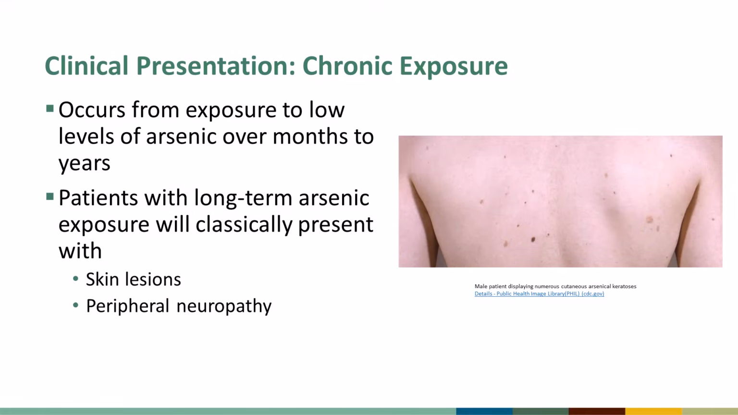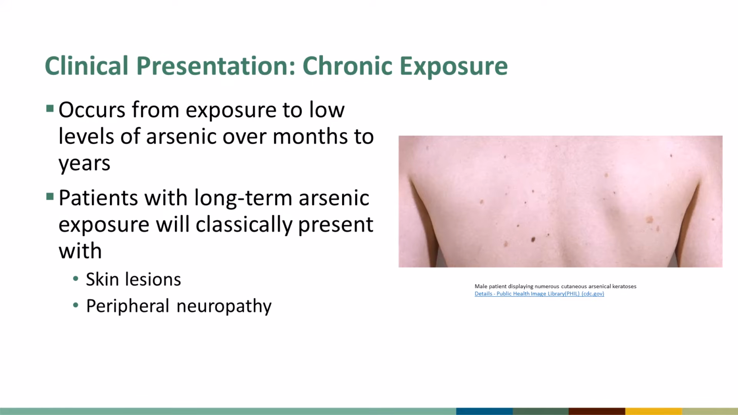Chronic exposure can occur when an individual is exposed to low levels of arsenic over months to years, usually from contaminated drinking water such as well water. Skin lesions are among the most common and characteristic effects of chronic arsenic exposure in humans. With long-term exposure to high levels of inorganic arsenic, pigmentation changes and keratosis can occur initially.